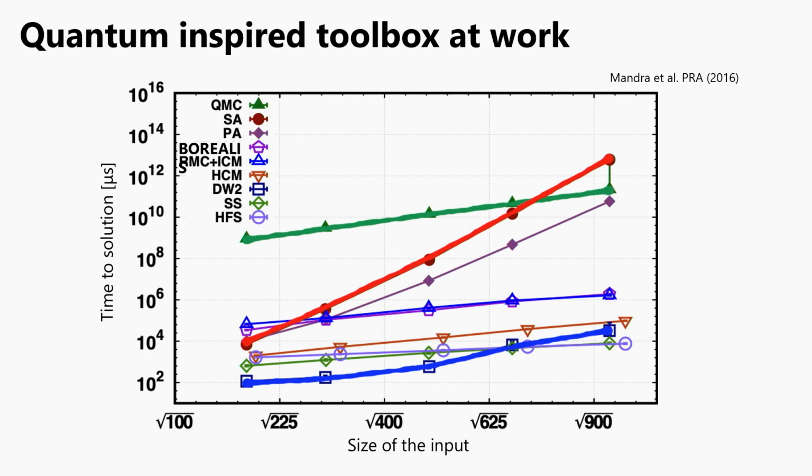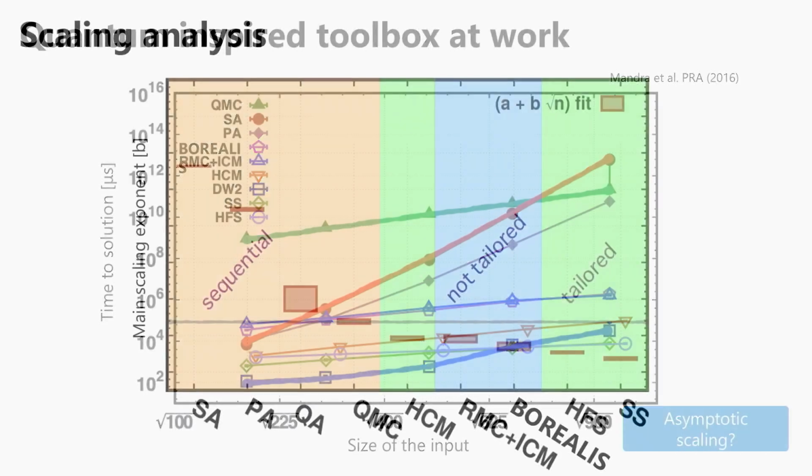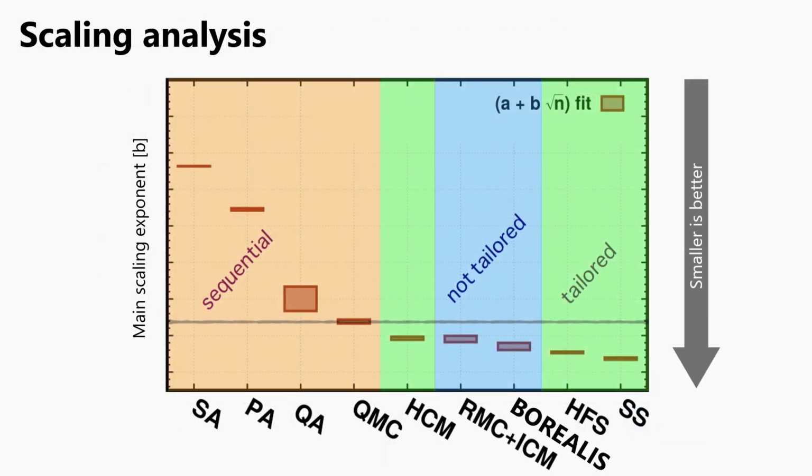And so what I'm going to do now, to make this more palatable for you, is compute the slopes for the largest system sizes, in other words, perform an asymptotic scaling analysis, and just show you the slopes for different algorithms. Of course, smaller means better, and as you can see right away, the quantum approaches here are very good, but they're no match against our algorithms.